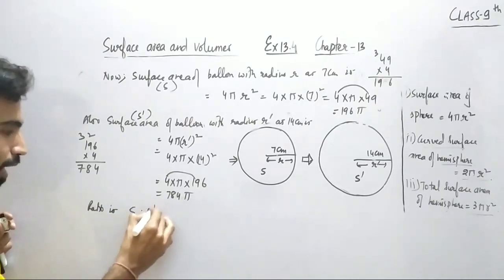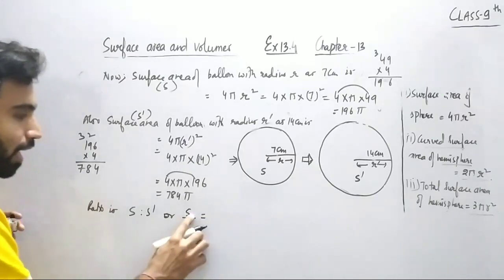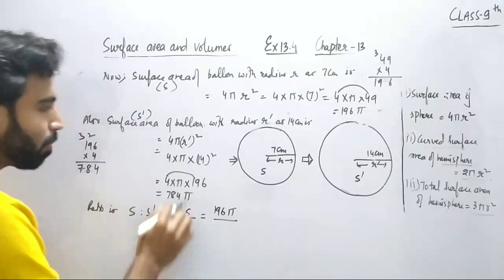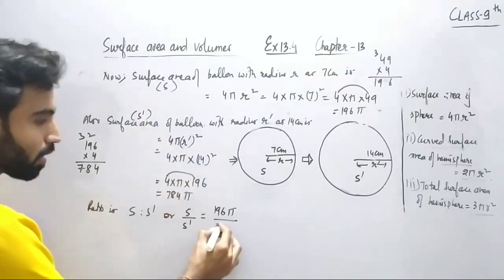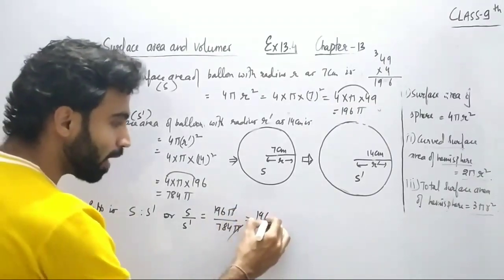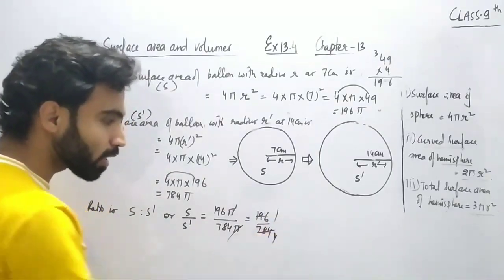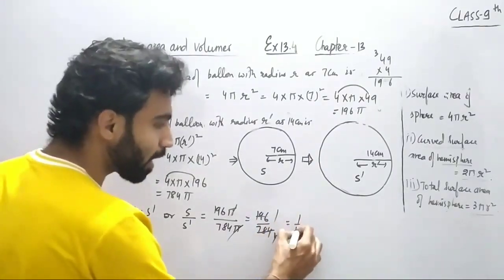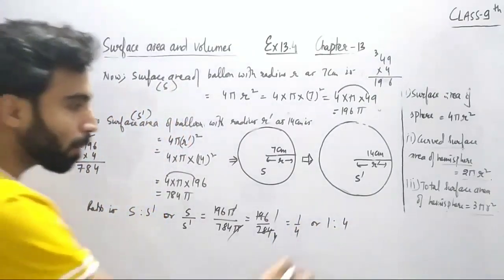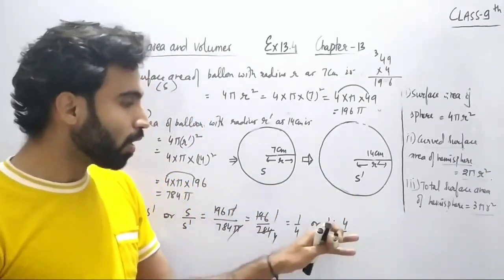So we know that ratio will be s ratio s dash, or you can also write s upon s dash. So ये कैसे निकलेगा? s कितना है आपके पास? That is 196 pi divide by s dash कितना है आपके पास? 784 pi, right? So pi से pi cancel out हो जाएगा. Now that will be 196 upon 784. So 196 1 जा 196, 196 4 जा 784. So आपके पास कितना आ गया? 1 upon 4, or you can also write 1:4. So आपके पास रेशो आ गया of the surface area of both the balloons as 1:4, right?